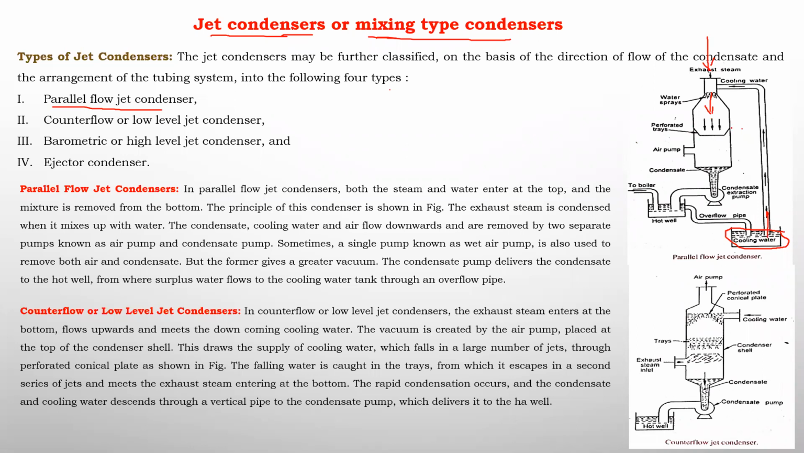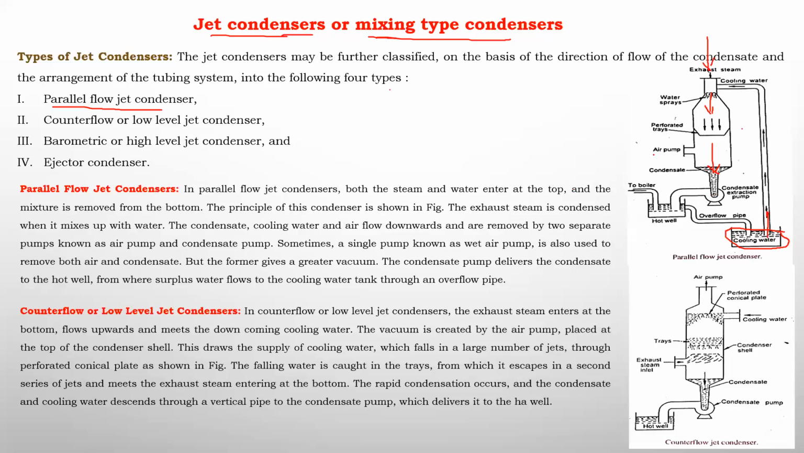Here there is a perforated chamber, it allows the water as well as steam, and there is sufficient time for mixing, so that a faster rate of cooling occurs. Once the cooling occurs, the condensate will be collected at the bottom. With the help of the condensate pump, it will be supplied to the boiler.